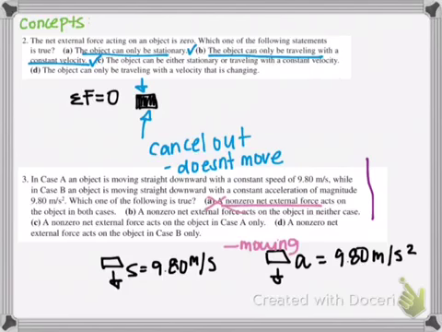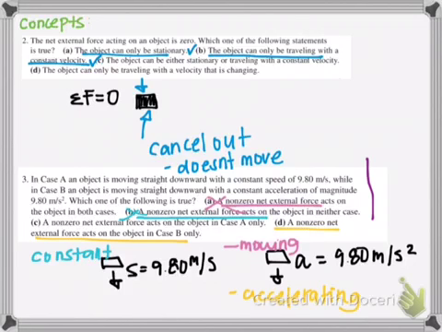Now, let's look at B. A non-zero net external force acts on the objects in neither case. That can also not be true because if no net external force acts on the object, then the acceleration cannot be caused, because there's nothing pushing it forward that will cause it to go faster and faster. Therefore, B is not an answer.